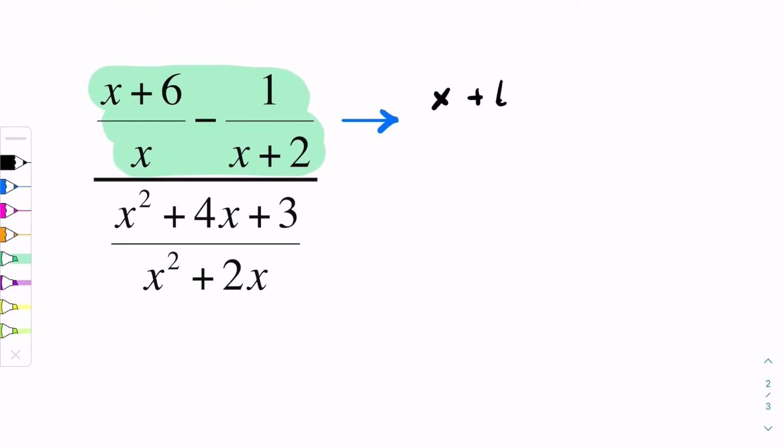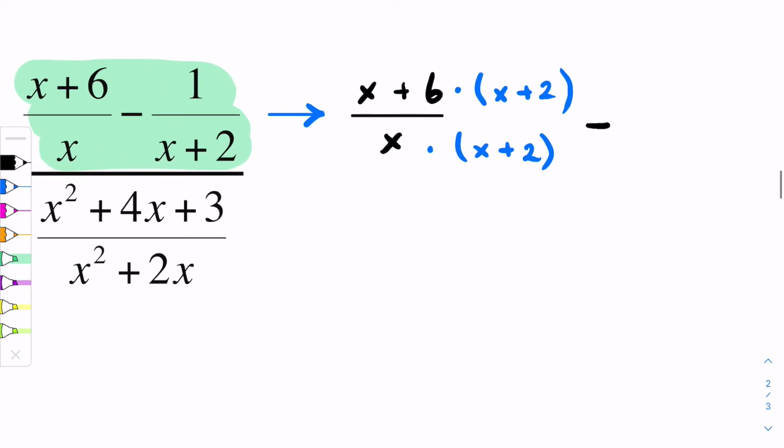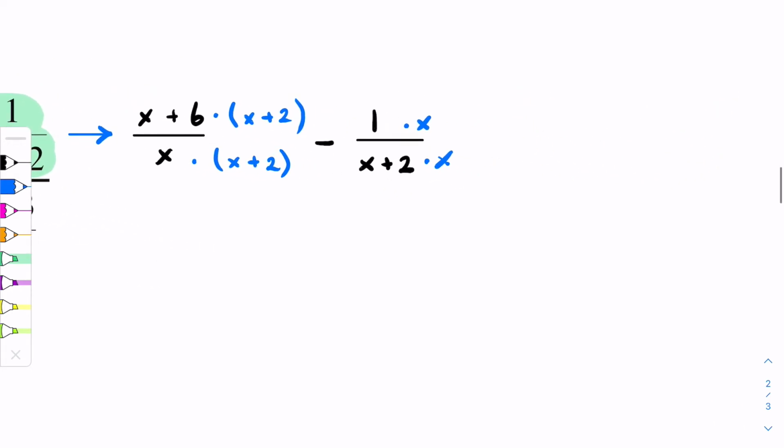X plus 6 divided by x is going to have to be multiplied by the denominator of the second fraction. So I'm going to multiply the top and bottom of this by x plus 2. The second expression, 1 over x plus 2, is going to have to be multiplied by the denominator of the first fraction, which is just x. So as I simplify these, I need to make sure I distribute all my terms in the first set, or the first numerator.